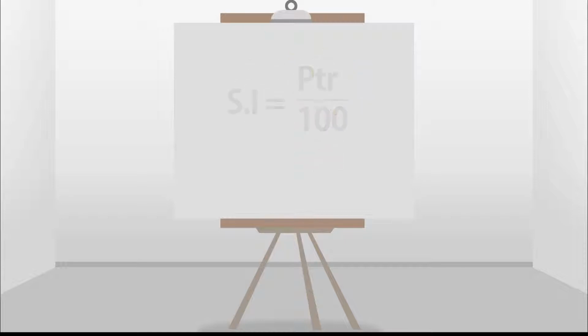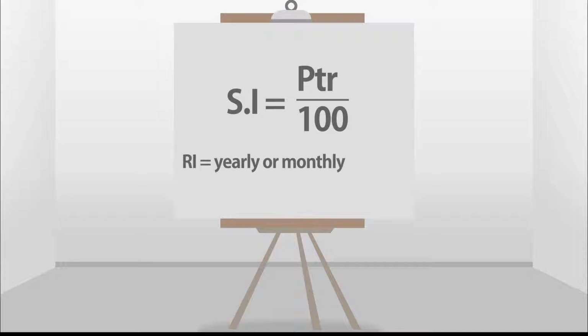By combining these relationships, we can calculate the simple interest using the formula SI = PTR/100. It should be remembered that if the rate of interest is given as per annum, it means that the interest is calculated per year and hence the time period must be expressed in years. Similarly, if the rate of interest is given per month, then the time must be expressed in months and so on.